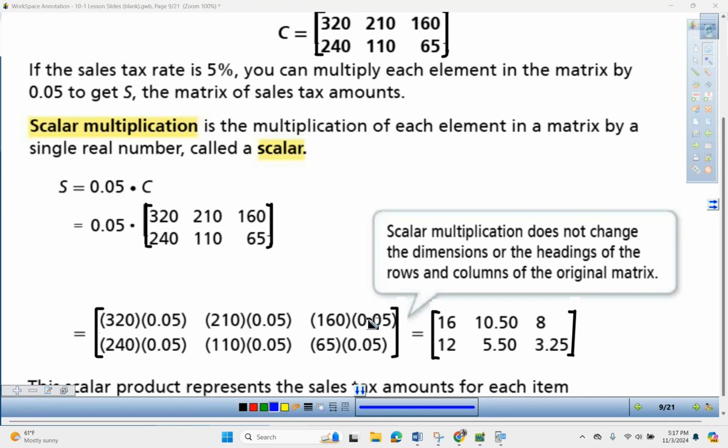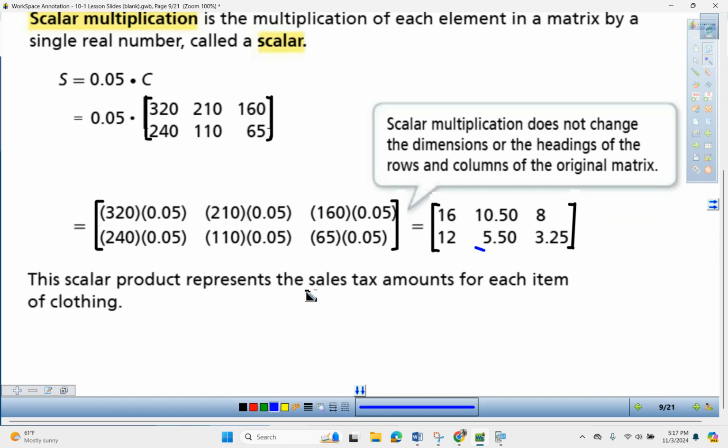210 times 0.05. Now, I probably would reverse that, but that's no big deal. Okay, and so they have done that. And then, if you do 320 times 0.05, you get 16. If you do 210 times 0.05, you get 10.5. 160 times 0.05, and you get 8. Easy enough. And they go all the way through that. So if the sales tax rate is 5%, you can do this here. What is this telling us here? Well, the scalar product represents the sales tax amounts for each item of clothing.